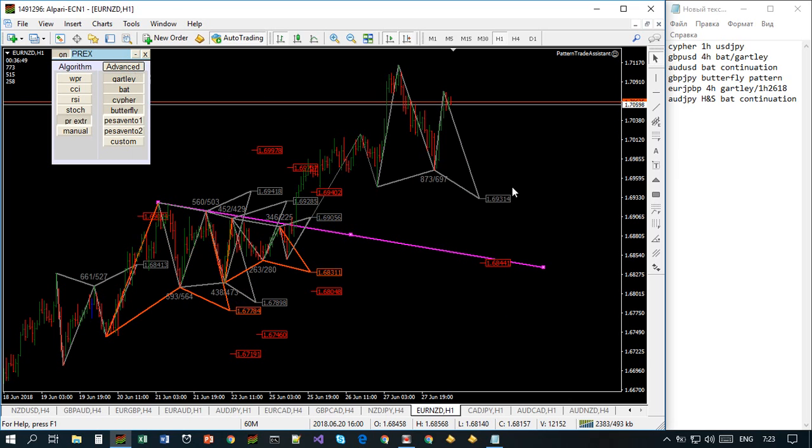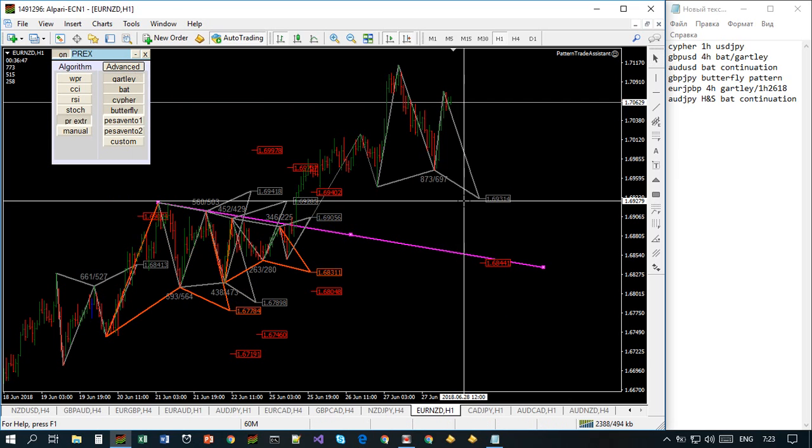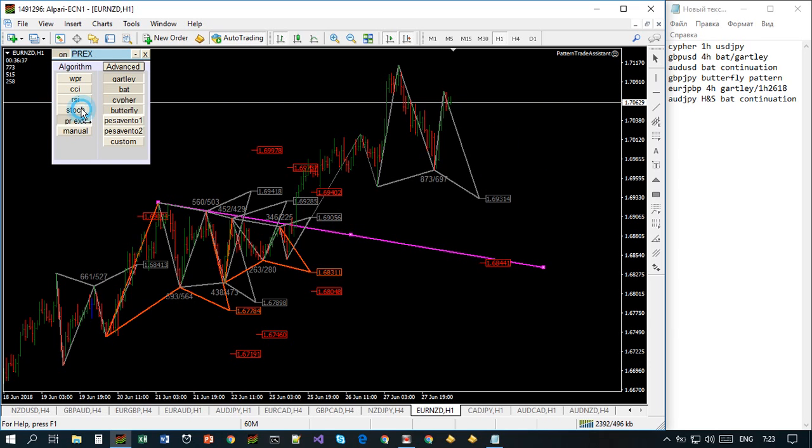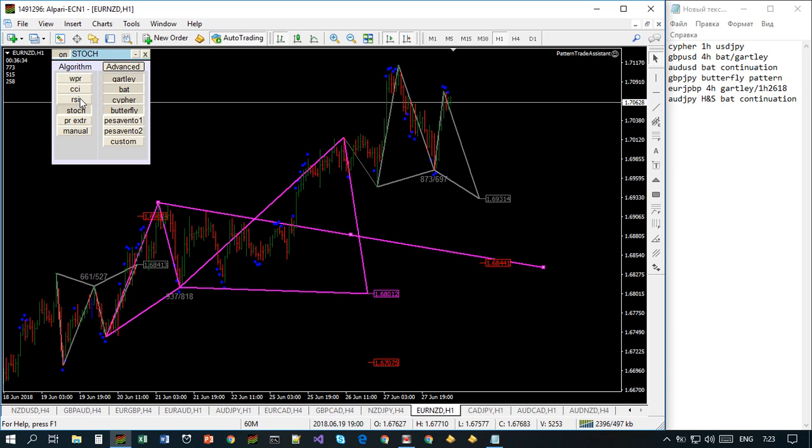Okay, and with advanced approach we have a butterfly. A butterfly will simply retest only the high of this formation. It will not retest the trend line. So this or that situation. Let us see if it is an obvious one. Pretty obvious.